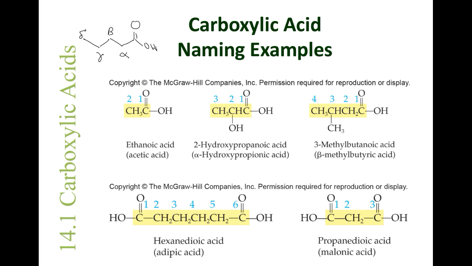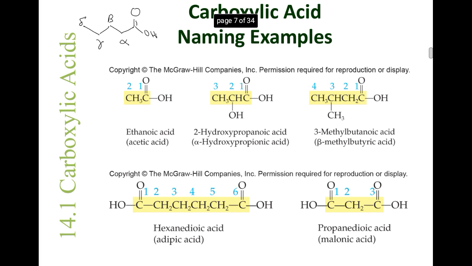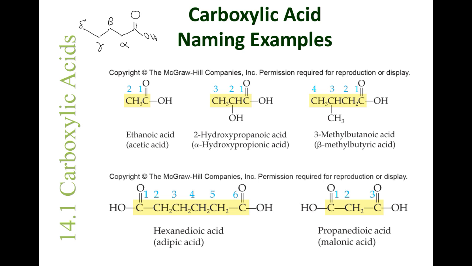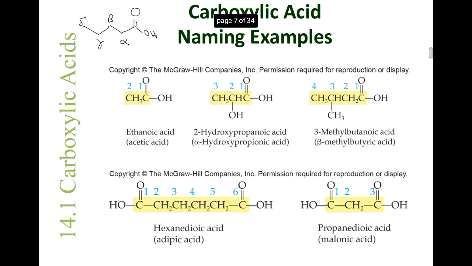Carboxylic acid naming examples. I put this little structure in the top corner here, which has 1, 2, 3, 4, 5 carbons, just to show you the Greek lettering for common names. I'm going to talk about that in another slide. But right now, carboxylic acid naming examples. So this first carboxylic acid has 2 carbon atoms. If you have a 2-carbon alkane, it would be ethane. So we drop the E, ethanoic acid.